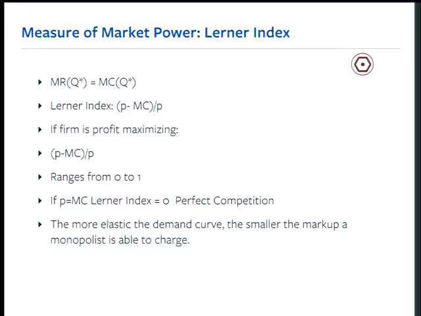So what you're getting here is a nice continuous measure of market power, which simply maps the distance between price and marginal cost relative to price into an interval between 0 and 1. All right? So the Lerner Index goes from 0 to 1. 0 means perfect competition. The closer you are to 1, the more market power there is in a certain market.